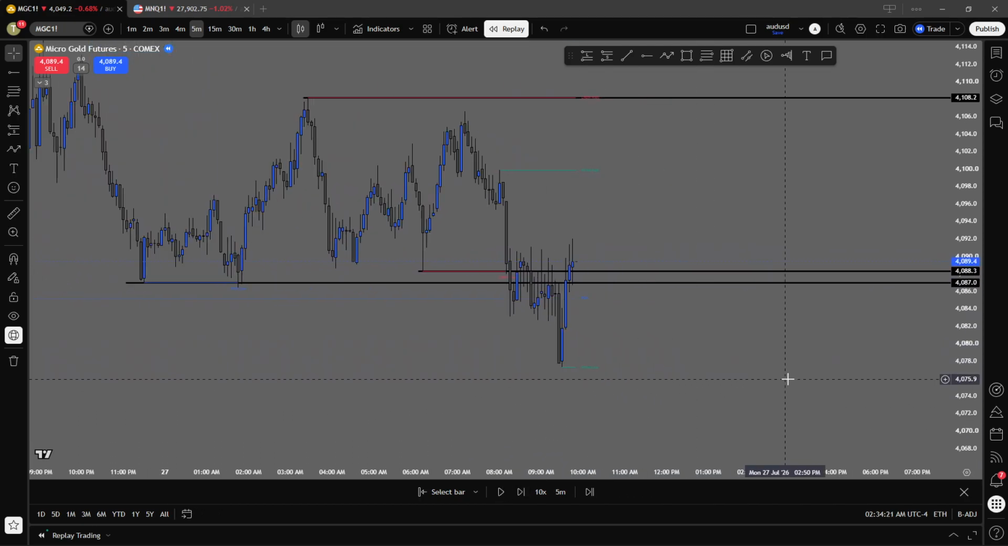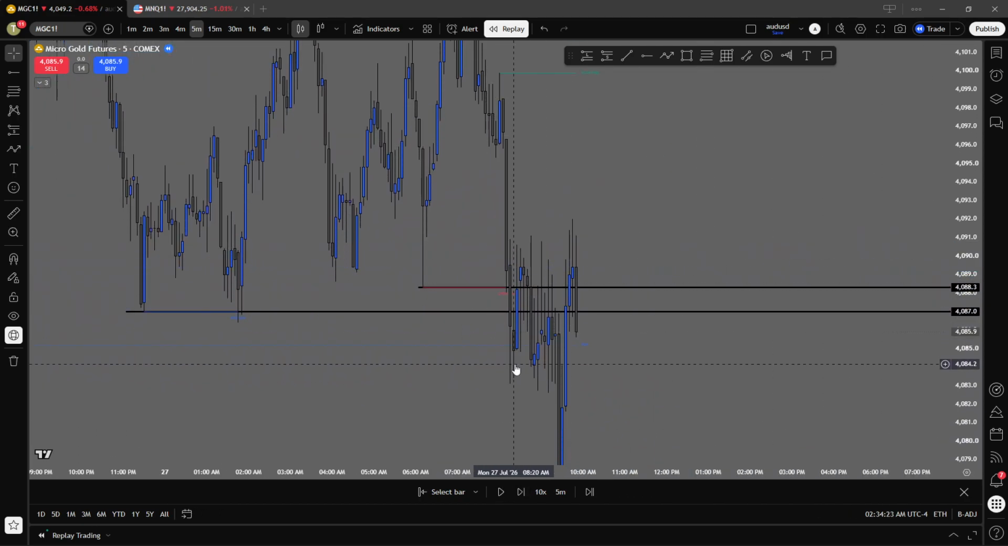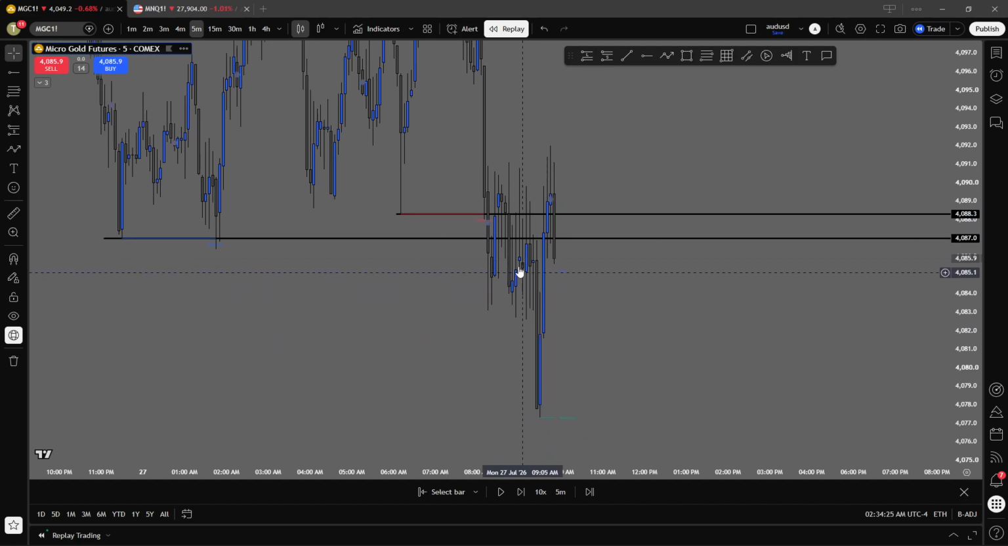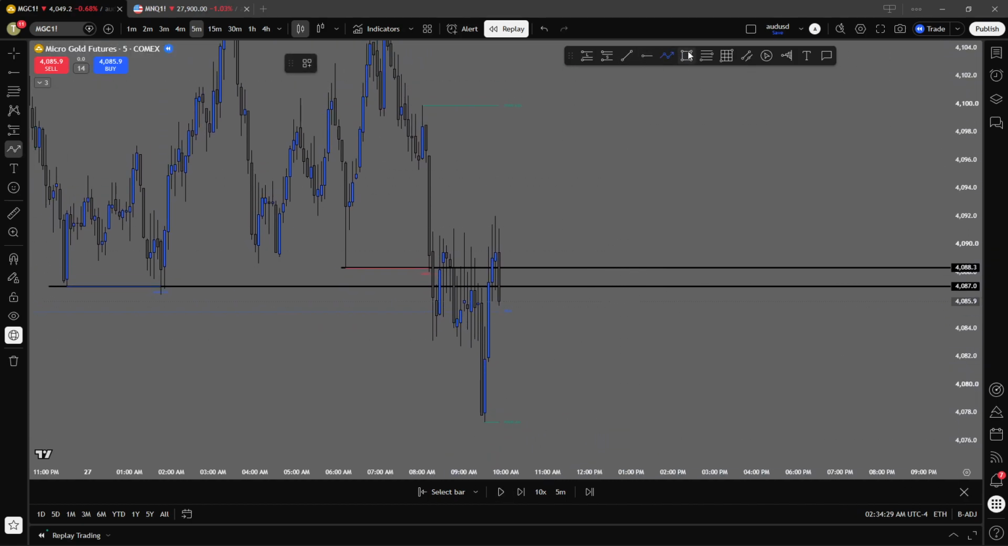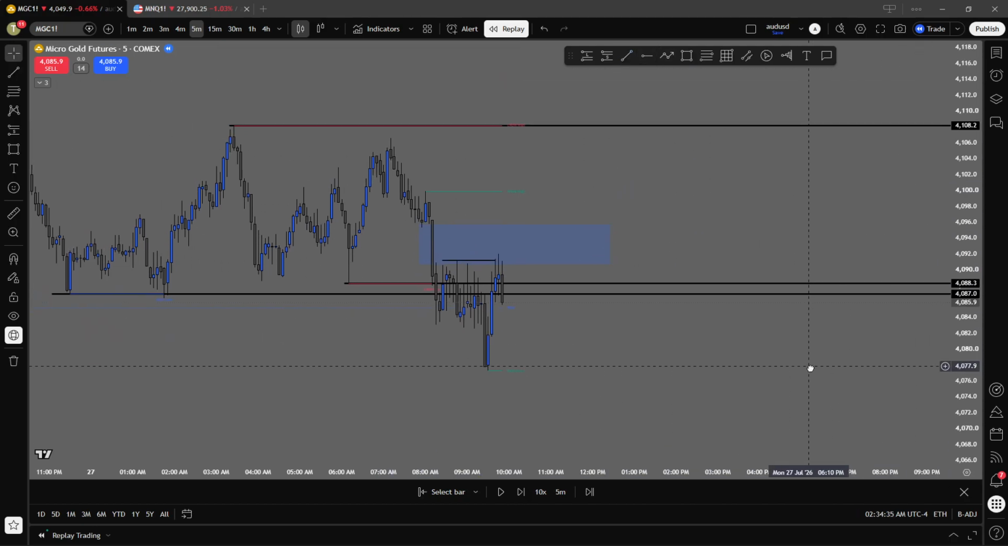Because what does price do here? We come, run through London lows. We hold it for a while, and then we just start dumping, right? Here, you have a fair value gap, after taking some internal highs, after a liquidity sweep.